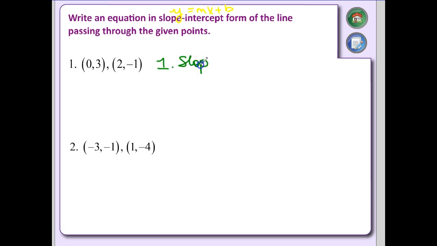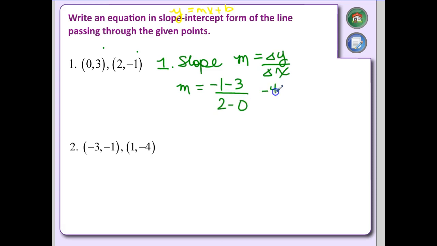What I like to say is when they give me 2 points, I have 2 steps. Do you remember how to find slope? m equals what? The change in y's over the change in x's. So here we go. We've got m equals, remember it's the back y minus the front, so we've got negative 1 minus 3 over the x's, back minus the front, which is going to be 2 minus 0. So negative 1 minus 3 is negative 4 over 2. So my slope is negative 2.